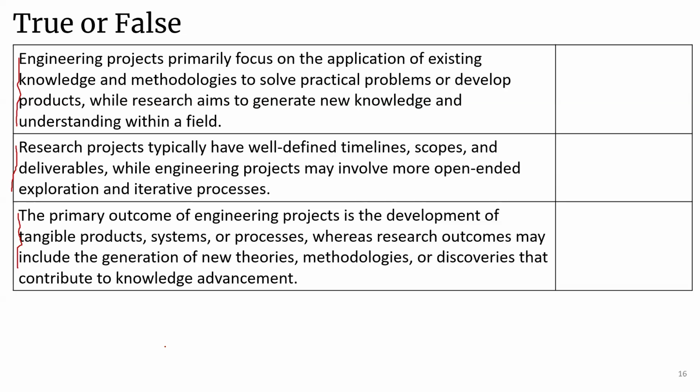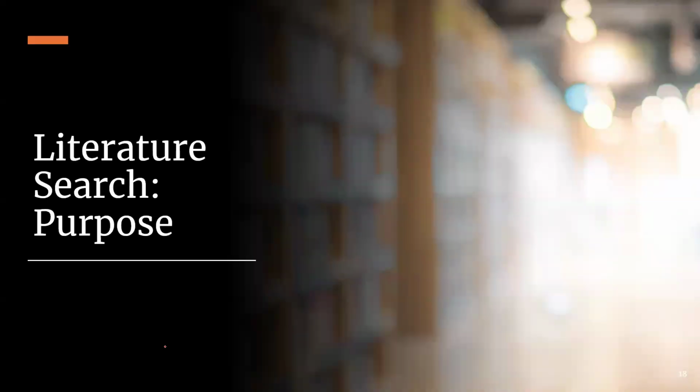Thirdly, the primary outcome of engineering projects is the development of tangible products, systems, or processes, whereas research outcomes may include the generation of new theories, methodologies, or discoveries that contribute to knowledge advancement. Yeah, here are the answers. It's true.